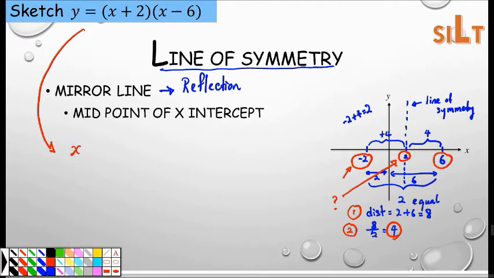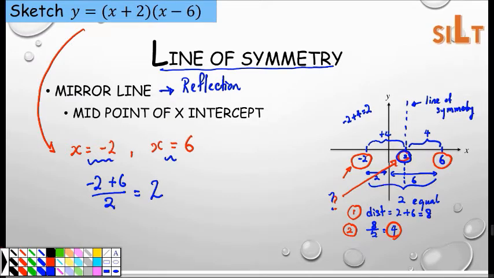We say that x is equal to -2, x is equal to 6. Now, say I want to find this midpoint, this question mark. What if I take -2 plus 6 and then I divide by 2? We see that the answer here actually equals 2. So we say that actually the line of symmetry, I just take the two x-intercepts, add them together and divide by 2. So therefore the line of symmetry will be 2.